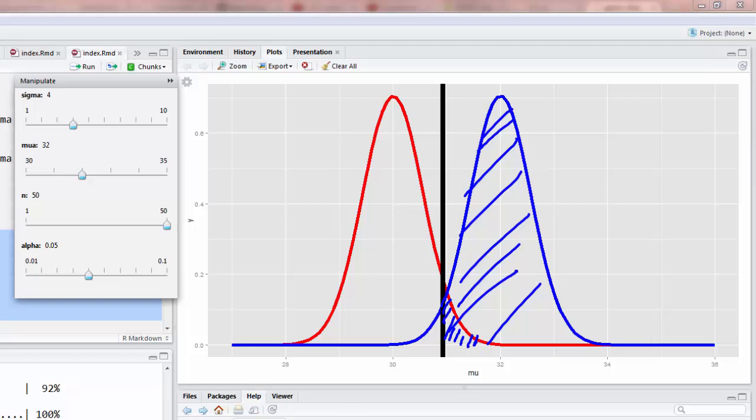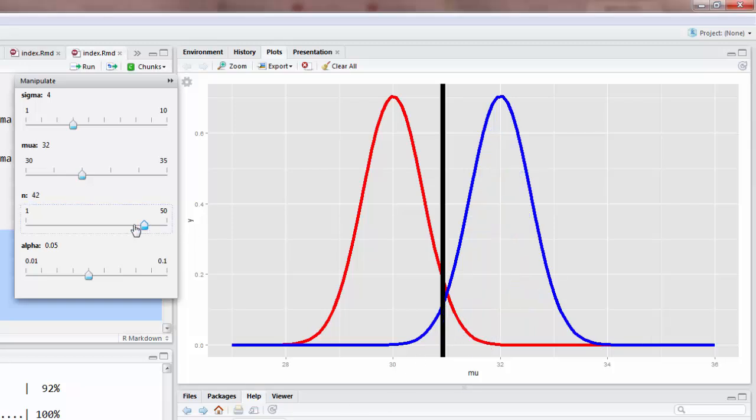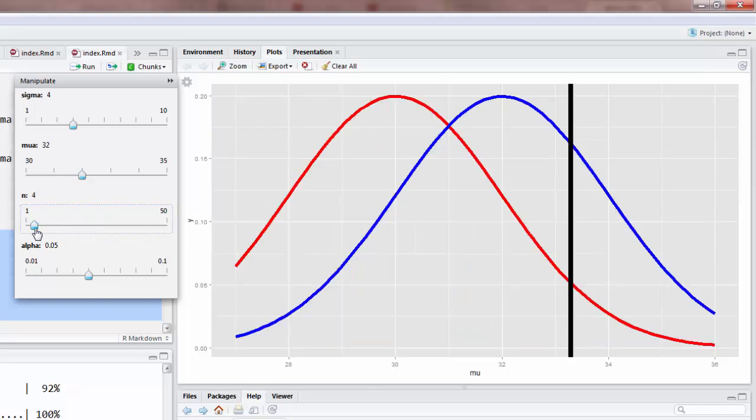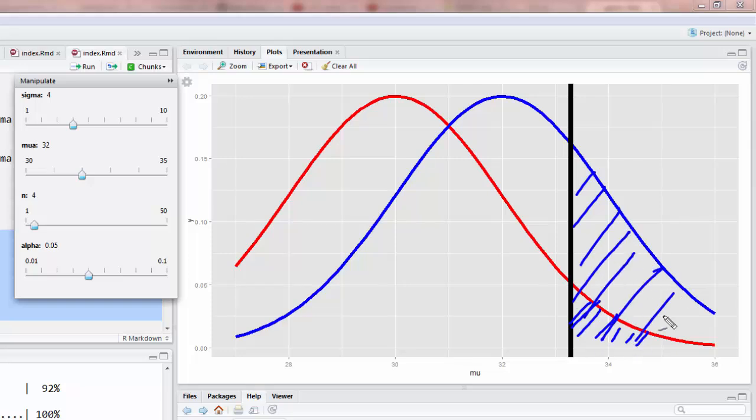If we move it down to a sample size very low, n of 4, again the black line is moved because it has to force this area to be 5%, and now our power is quite low.